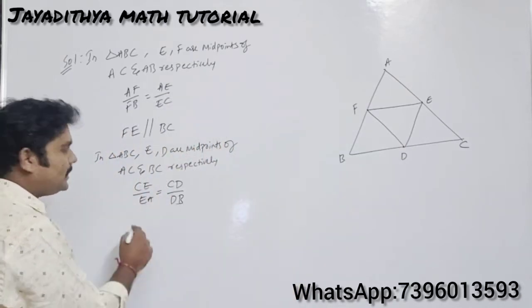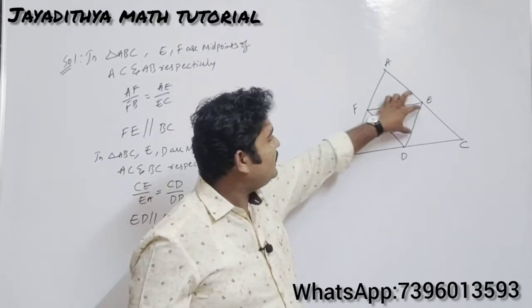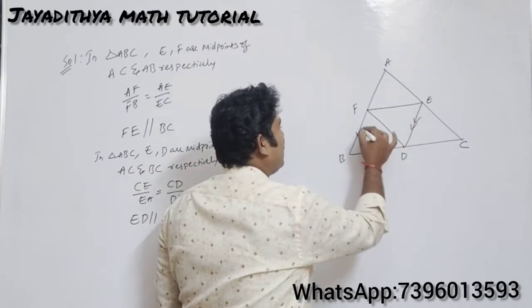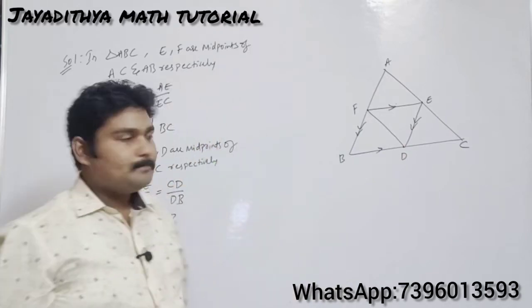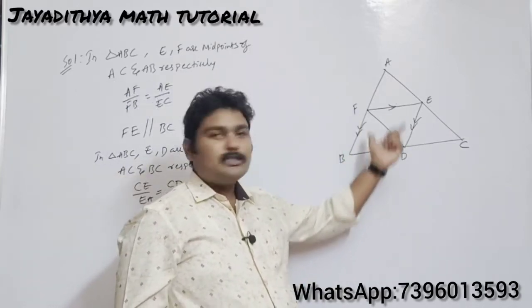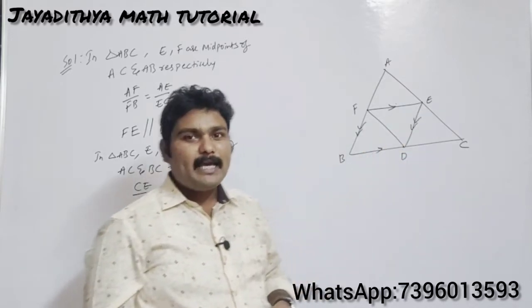Therefore what can you write here? ED is parallel to AB. So now you can say that ED will be parallel to AB, right? So see here, this side will be parallel to this one, and also already we have proved this. FE is parallel to BC. Clear? So what can you observe here? You can observe a parallelogram right here. Pair of opposite sides are parallel here. Therefore BDEF will be a parallelogram.